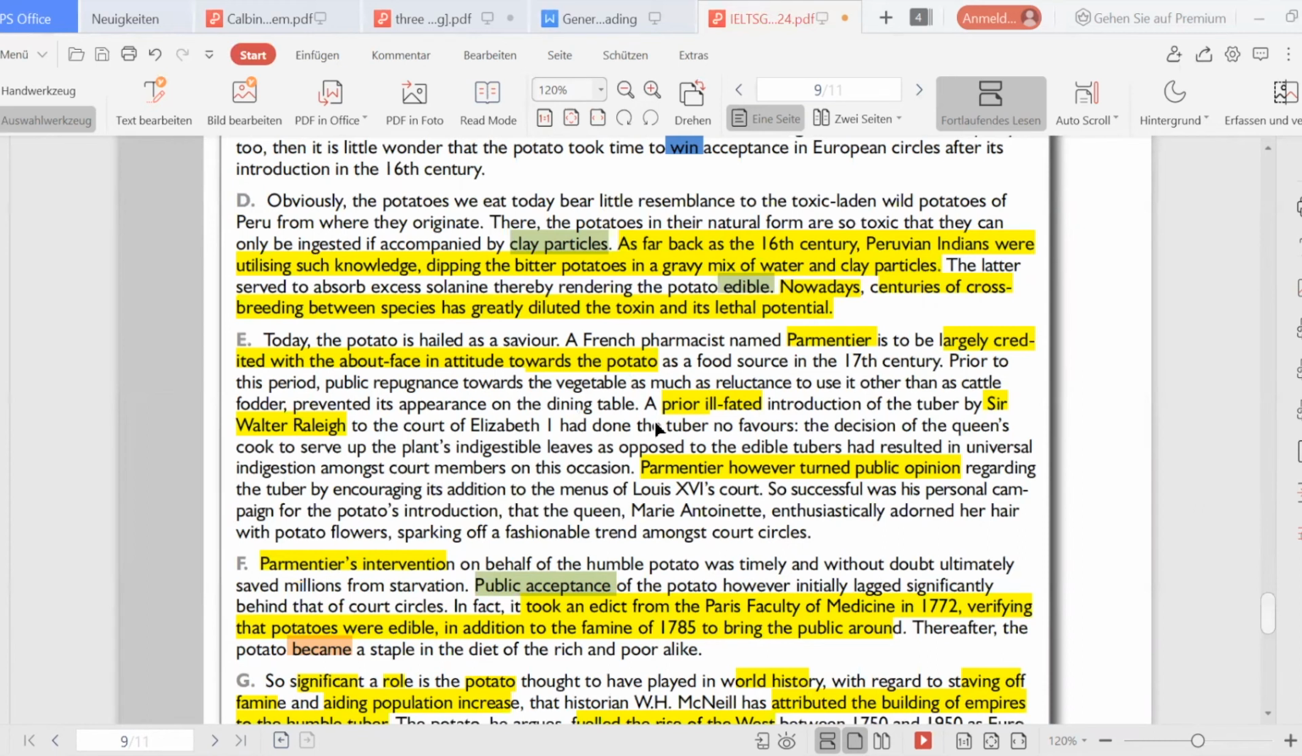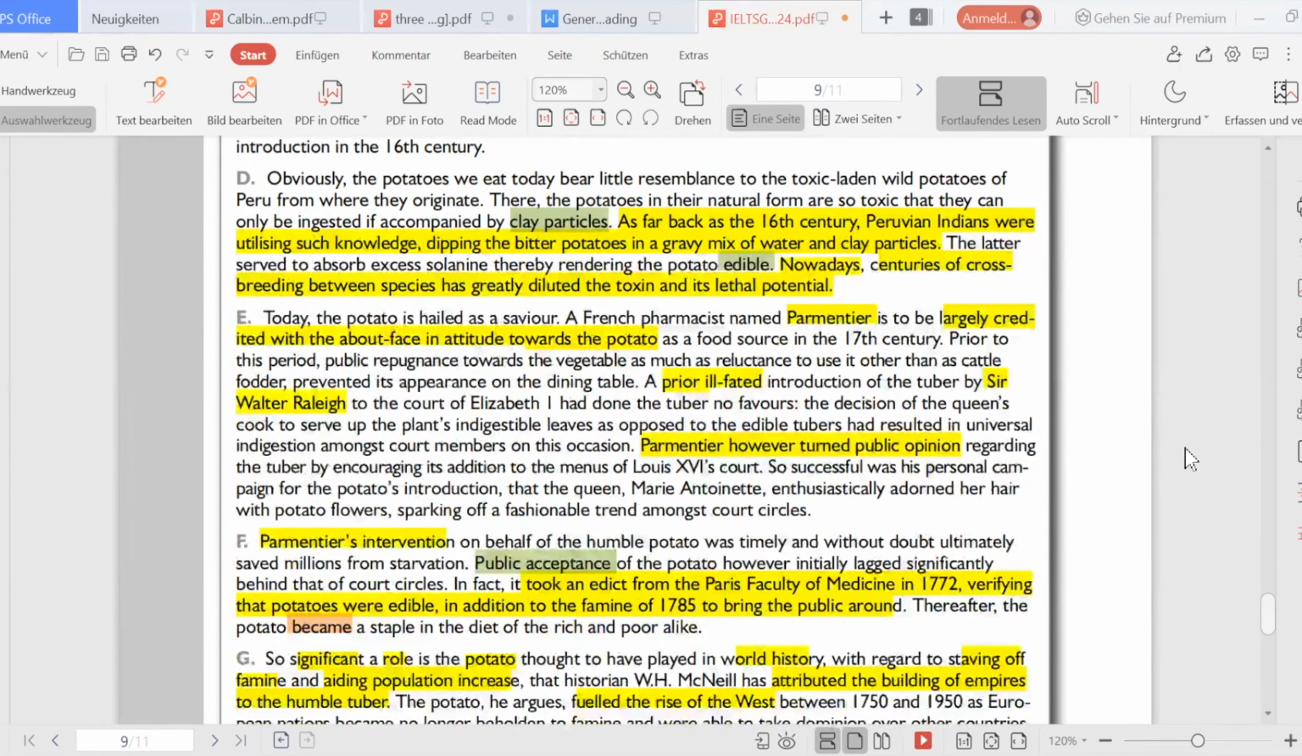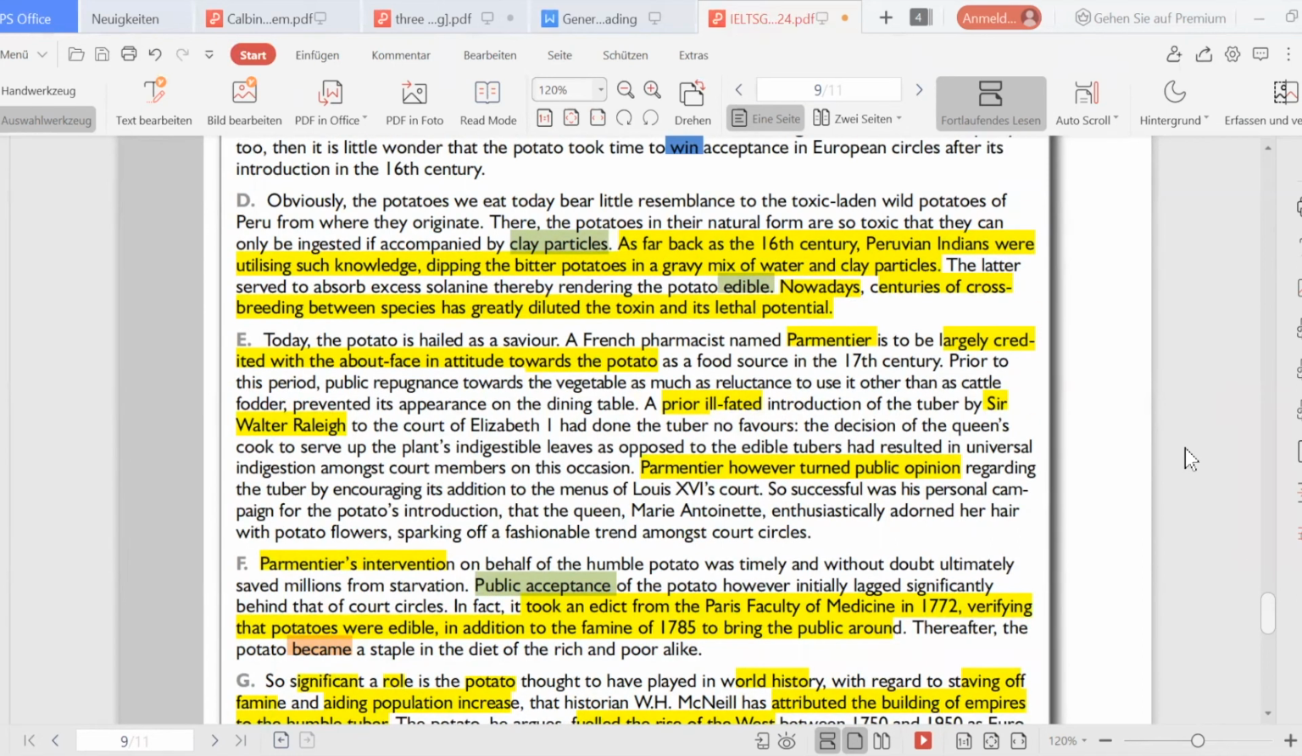One of them, Sir Walter Raleigh, was actually ill-fated. So his project to convince Queen Elizabeth I that potatoes are good failed. However, Parmentier, or however you say it, turned public opinion in favor of potatoes. So the varied is the comparison where one person failed, the other person succeeded.